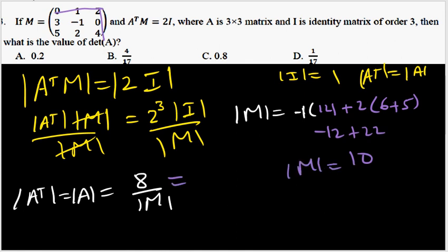Therefore, our answer will be 8 over 10, which means 0.8, or 4 over 5. The answer is C. Next question.